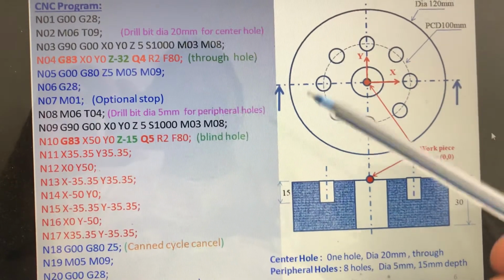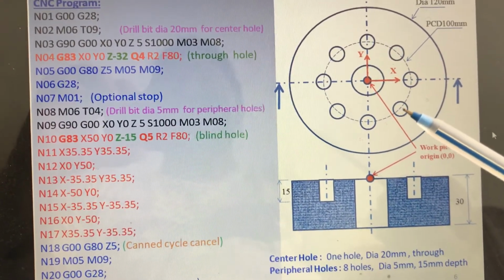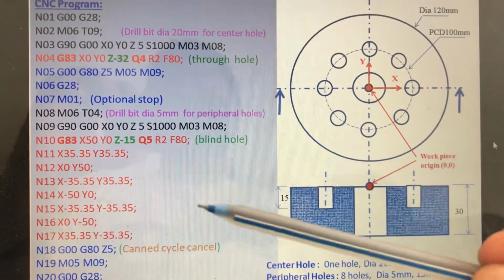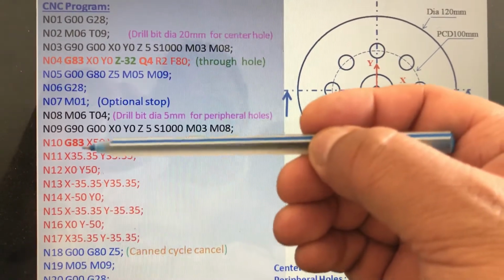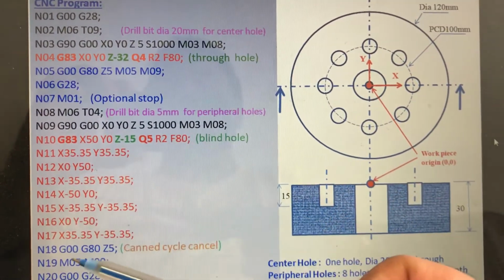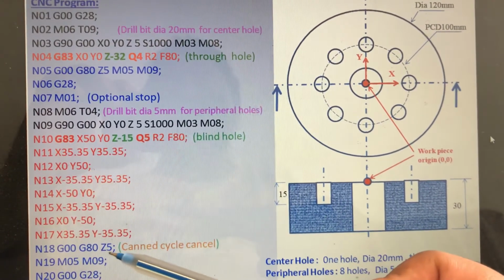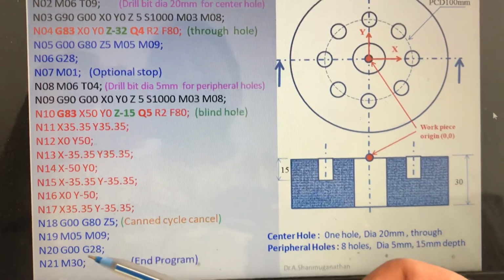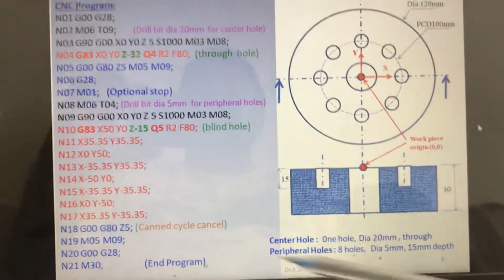After finishing all these 8 holes, it will come back to Z is plus 5, and then stop spindle, stop coolant, go to home point. I mean, cancel the canned cycle G83 and all. So G83 is given. After finishing 8 holes, it will cancel the canned cycle by using G80, and then goes to the positive position Z5, and then stops the spindle, stops the coolant, goes to home point, and finally end program.